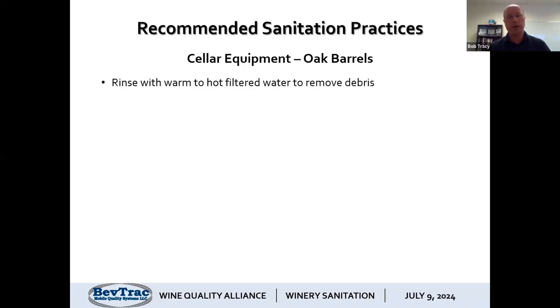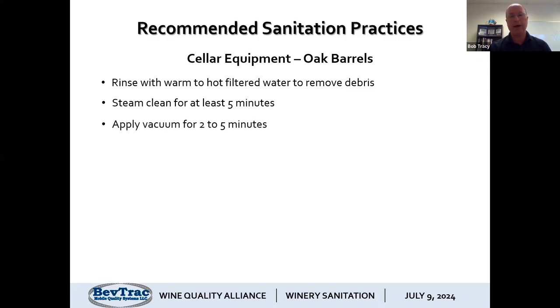So this is what I recommend for cleaning and sanitizing oak barrels. Rinse with warm to hot filtered water to remove the debris, and this could be a couple of minutes. Steam clean for at least 5 minutes. If you know that Brettanomyces was in those barrels, you want to steam clean for at least 10 minutes, and 12 minutes is probably even better.